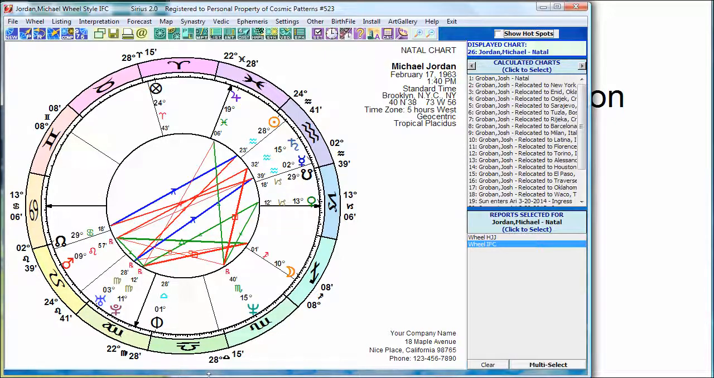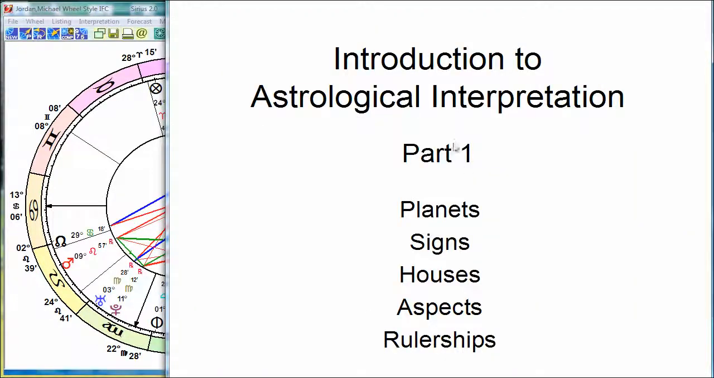If we look at our list of things, back to our PowerPoint, we've got the planets. We know what the planets are: Sun, Moon, Mercury, etc. The planets are in signs. You've heard about signs: Aries, Taurus, Gemini. And there are houses. So signs and houses are similar. There are 12 signs. There are 12 houses. The signs have names: Aries, Taurus, Gemini, etc. The houses don't have names. They're just numbered: first, second, third house.